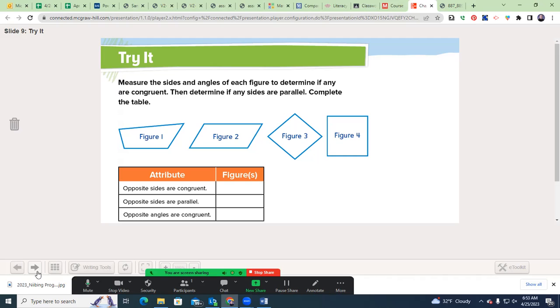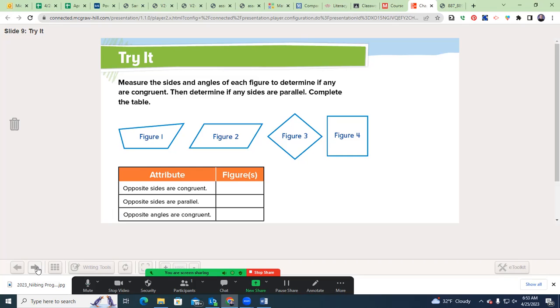The triad says, measure the sides and angles of each figure to determine if any are congruent. Then determine if any sides are parallel. Now I can start looking and see these 2 sides are definitely not parallel. This one's not parallel. These 2 appear to be. This figure 2 looks like an elongated version of the figure 2 on the previous page. These 2 figures look like one could be the other one turned on its side.